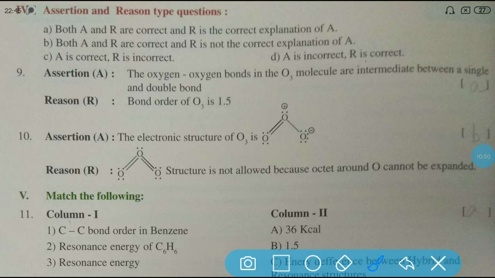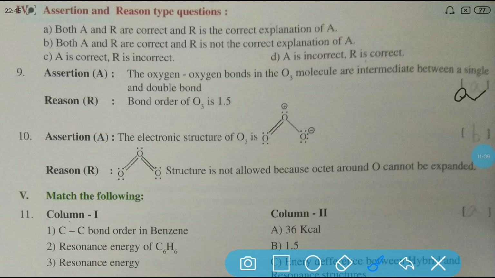If you want, you can note this, even though it is already there. Next, reason R: The bond order of O3 is 1.5. Yes, obviously it is also correct and it is the correct explanation also. So option A.